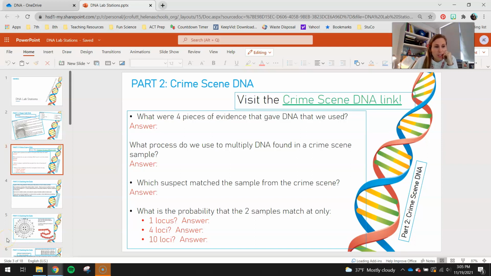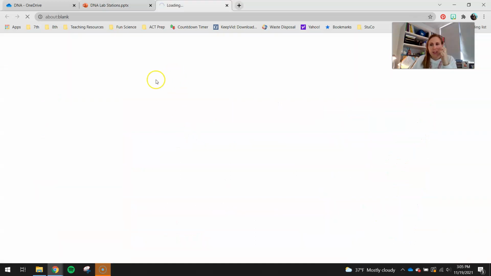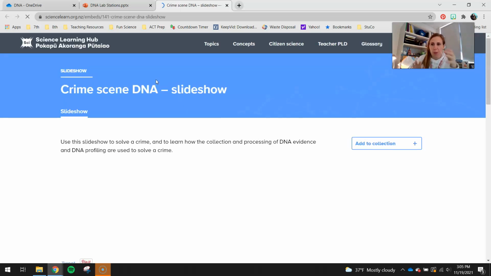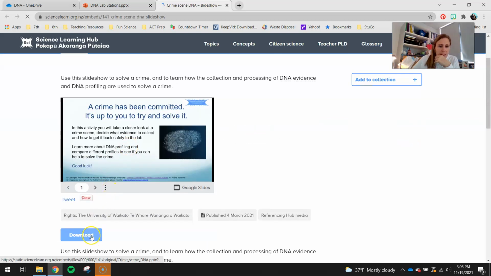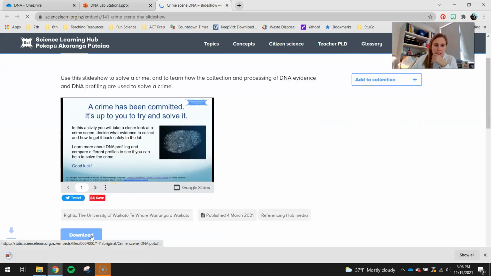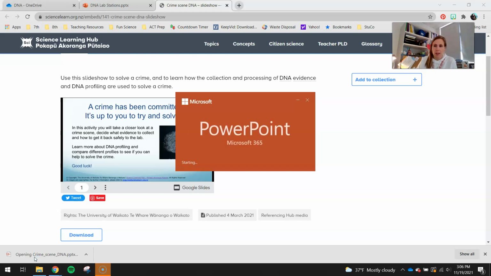All right, seventh graders, this is part 2 of your DNA lab station. So first and foremost, you need to open up this link right here, and it's going to take you into this. Before the days when we had Adobe Flash, it used to be a little bit more interactive. I'm not too stoked about the way it's set up now. But you can go ahead and click download, and it's going to turn it into a PowerPoint for you. So that will pop up right here at the bottom of your screen. You can click on that.